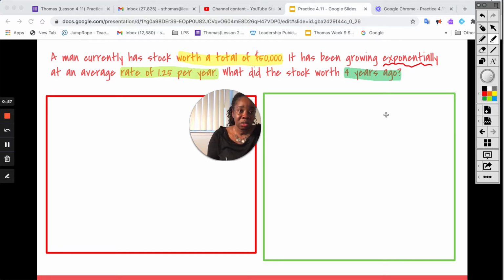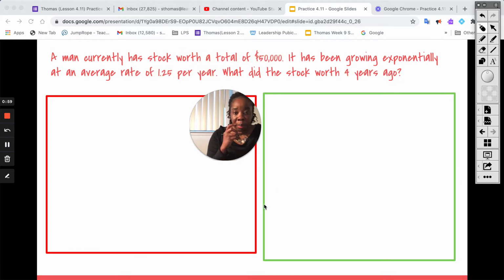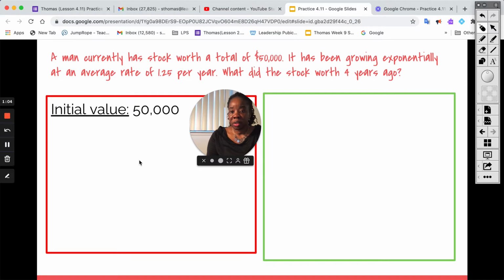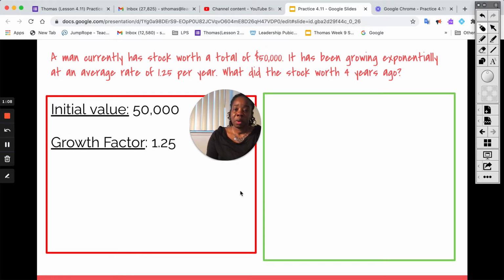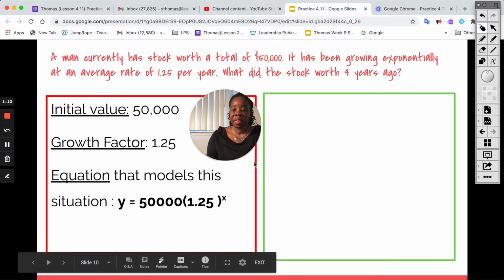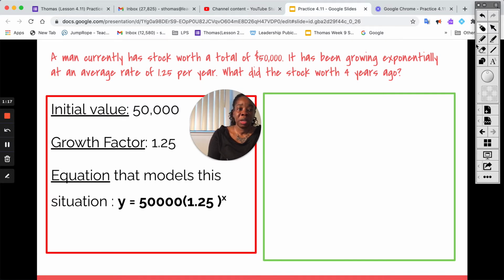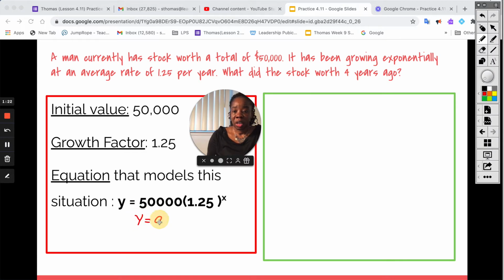So let's get into how we are going to go about solving this problem. We know the initial value to be 50,000. We know that it has a growth factor of 1.25, and that is enough for us to write the equation that models this situation. So remember, it is written in the form y is equal to a times b to the x, right? So our initial value is 50,000, our growth factor is 1.25.